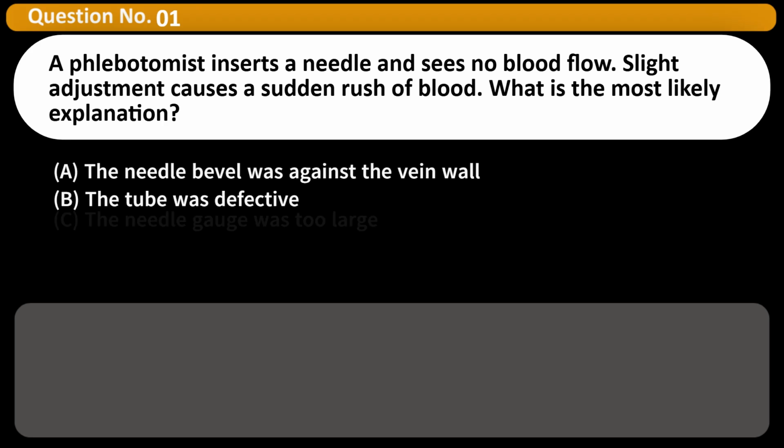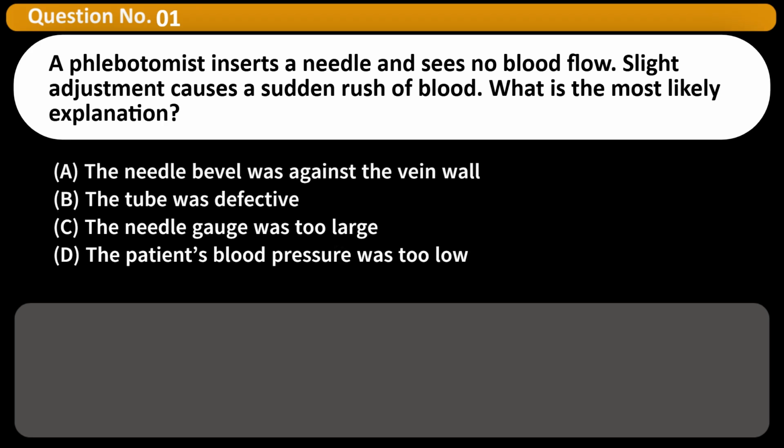A phlebotomist inserts a needle and sees no blood flow. A slight adjustment causes a sudden rush of blood. What is the most likely explanation? A. The needle bevel was against the vein wall.